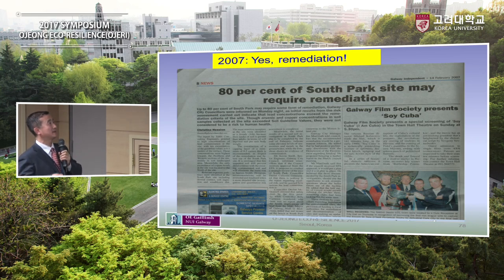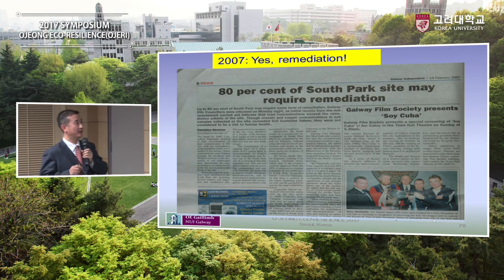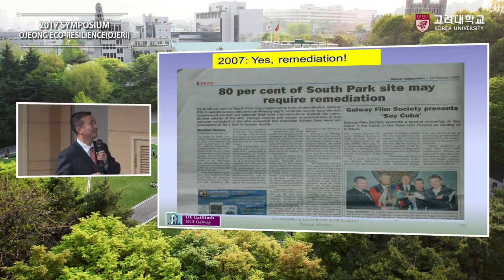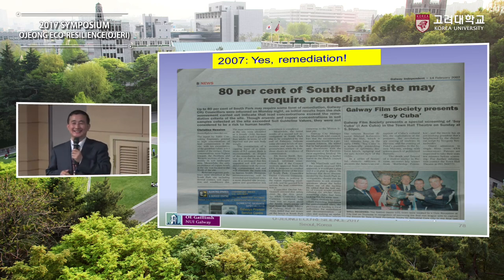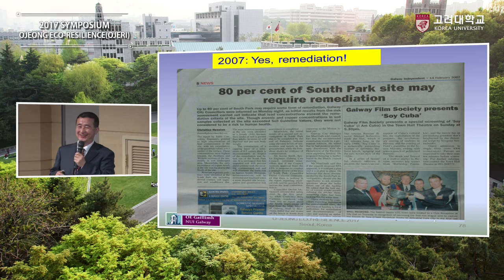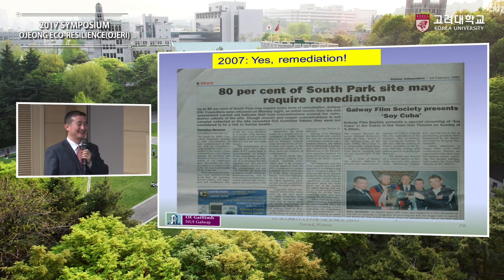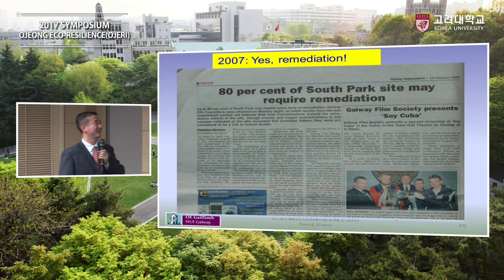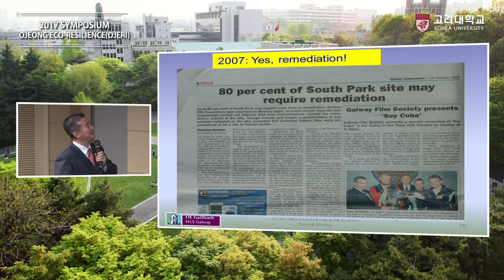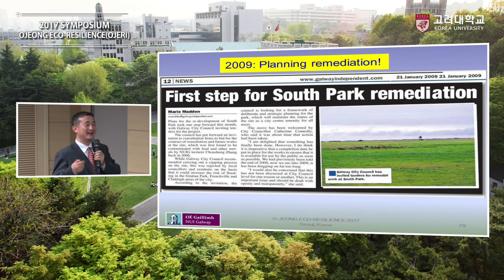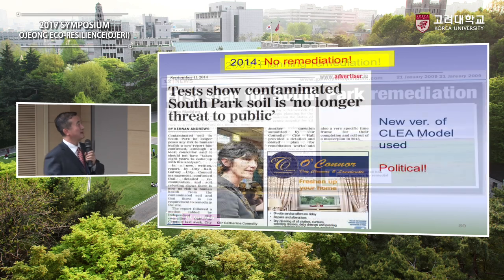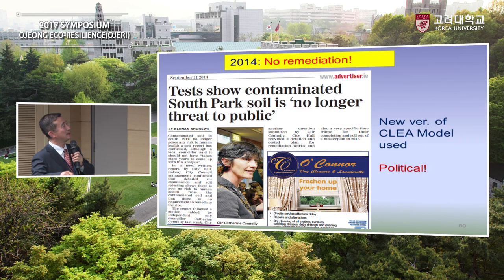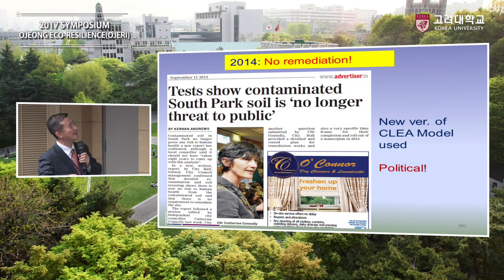But don't forget that at the end of 2007, the Western world, especially Ireland, was hit by the financial crisis. The subprime mortgage problem from America spread to Europe, and Ireland was heavily affected. So they didn't get money to do the remediation. They just delayed it. Then in 2009, they were preparing for remediation. But in 2014, it was declared no longer a threat.